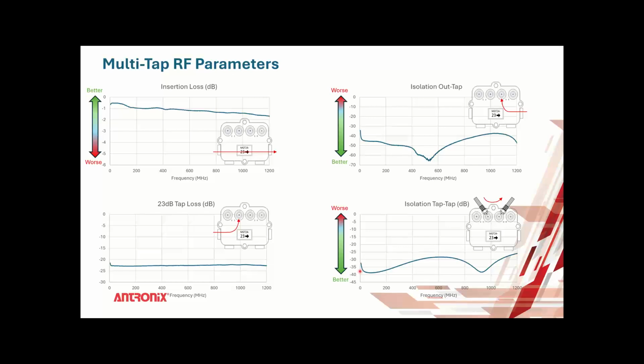Yes, and I apologize, I should have mentioned that it was the tap-to-tap isolation I was referring to. Obviously, the isolation from tap to output is just a product of the tap value. And so the isolation from tap to tap is actually higher. It also has a curve as well. As you have different tap values, it affects your tap-to-tap isolation as well, and you want higher tap-to-tap isolation to make sure each cable modem doesn't interfere with each other.